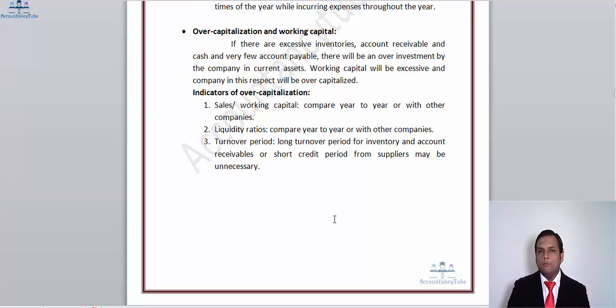Now, a few moments back, I told you that financial managers need to keep a balance between liquidity and profitability. In this case, you can clearly see that there is liquidity, but there is no profitability, which means the balance is out. In this strategy, the business is focusing more on liquidity rather than profitability.